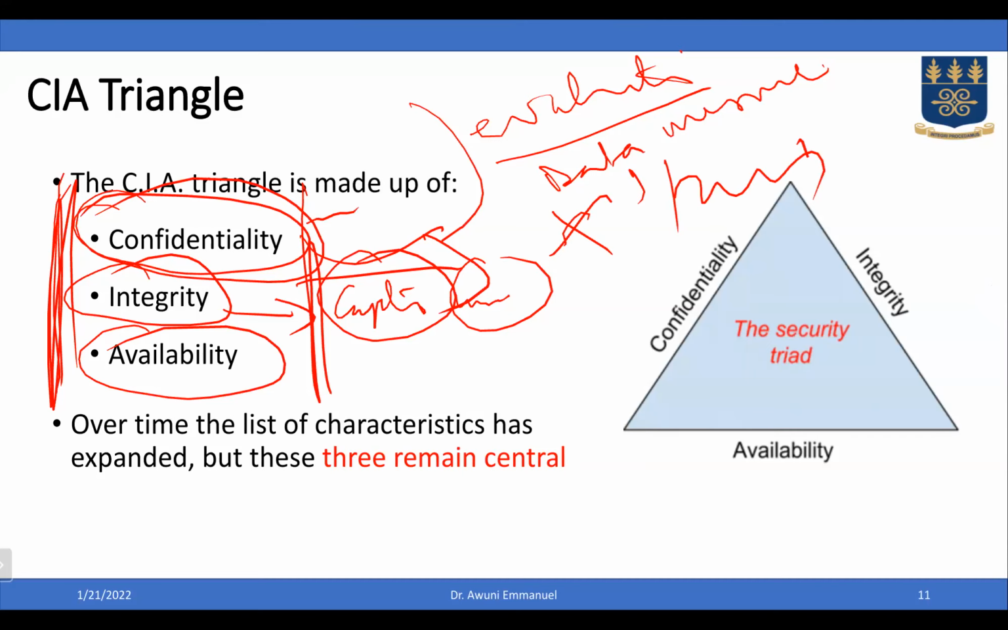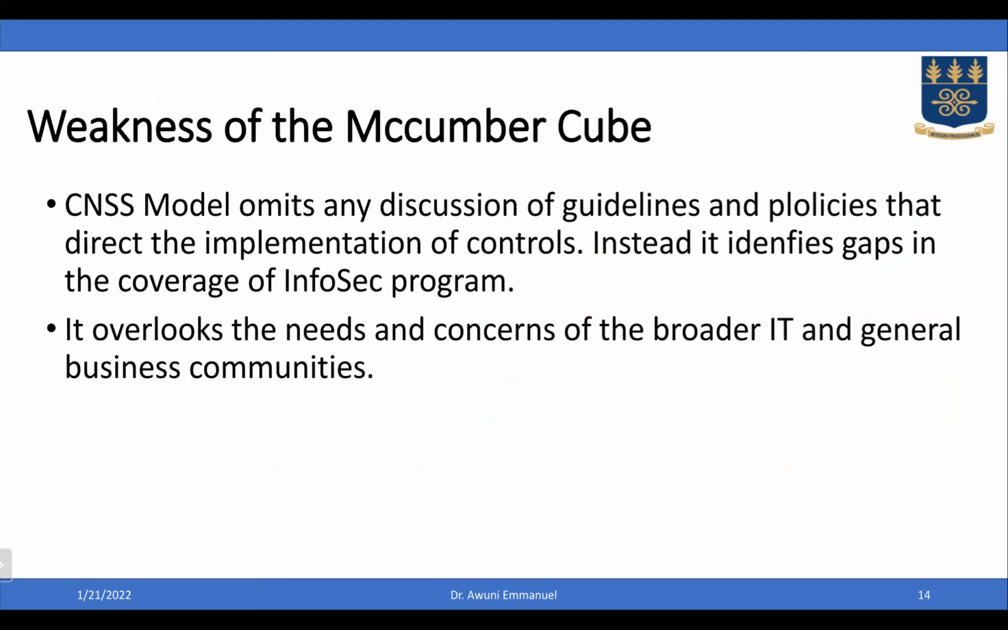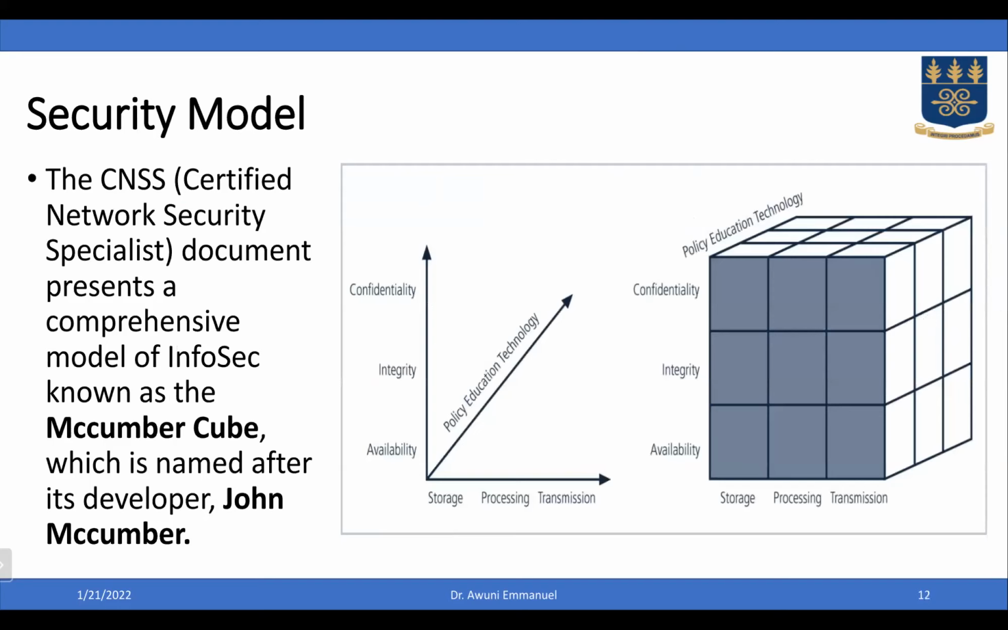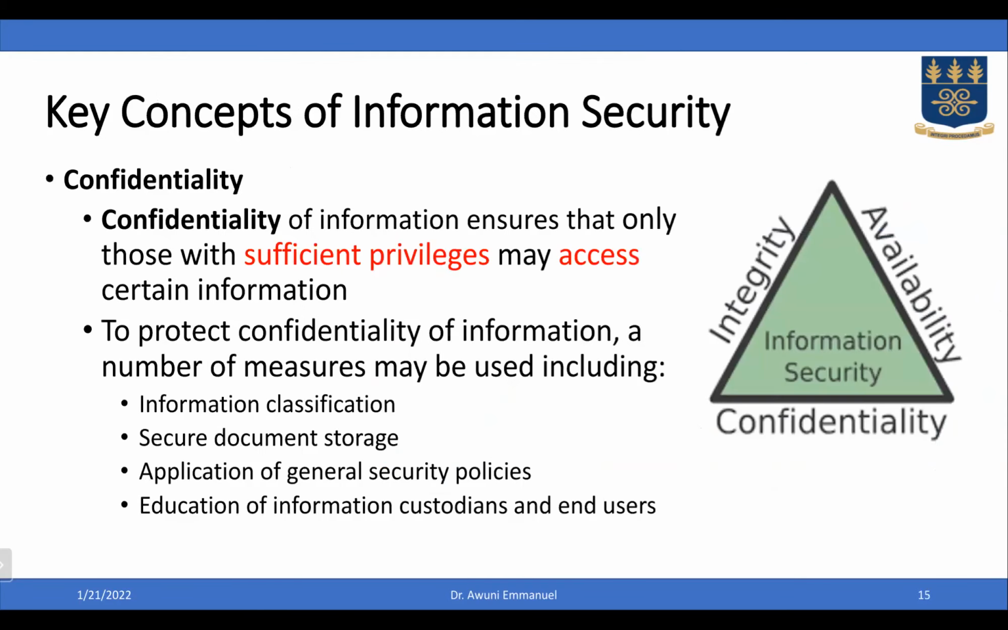Now, I think I've explained the McCumber cube. All these have been explained. And then I will talk about the weakness here, but before then, let me quickly move on to the other characteristics. Okay, well, we said confidentiality.